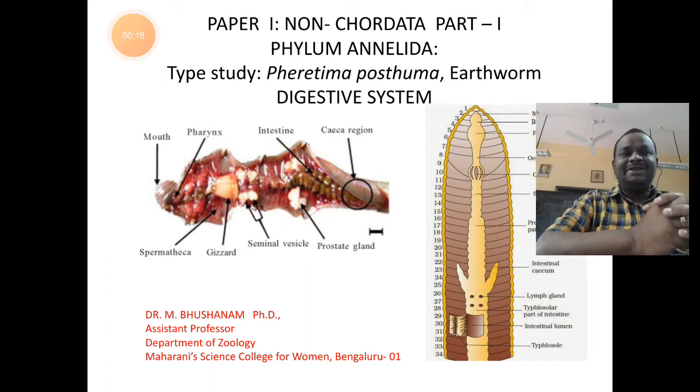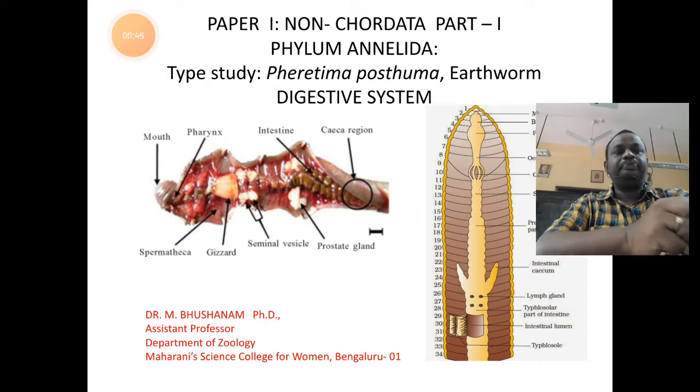Fine students, in previous sessions we were discussing the type study or representative organism of phylum Annelida, that is Pheretima posthuma, commonly called the earthworm. And in today's class we are going to understand the digestive system of the earthworm.